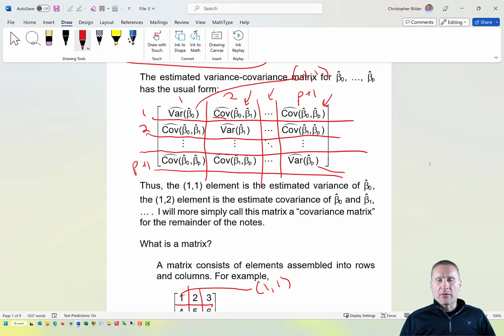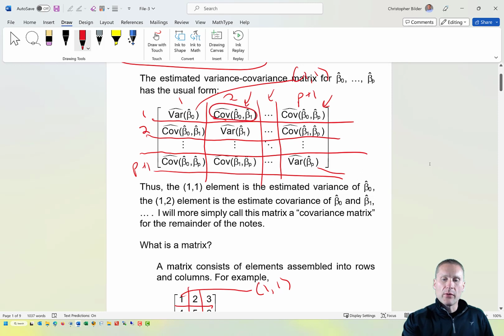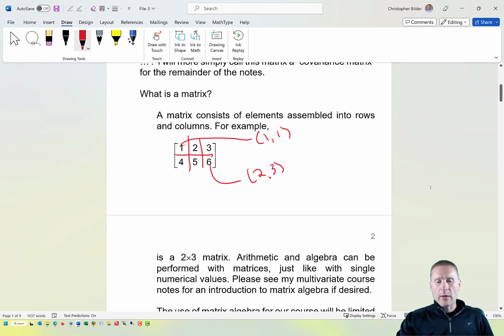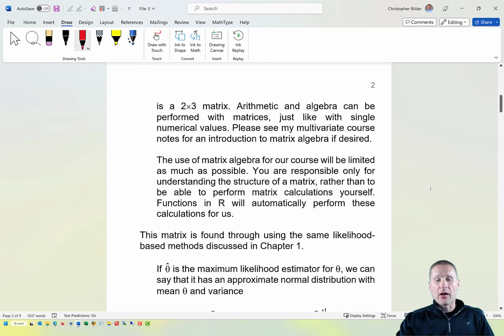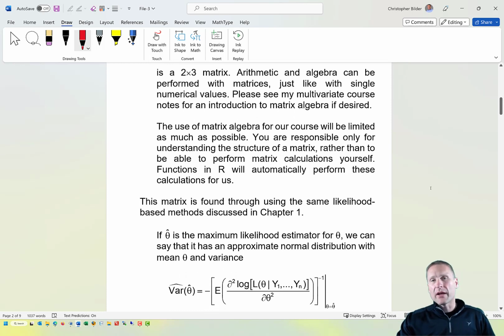Something that's interesting is that this matrix has what's referred to as a symmetric structure. Notice that row 1 in column 2 is exactly the same as row 2 in column 1. That's what we mean by symmetric structure. So this is the estimated variance-covariance matrix associated with our estimated regression parameters. It summarizes information about variability and dependence amongst our estimated regression parameters. We will be using this a lot throughout our course. And I'll give you one small place shortly.